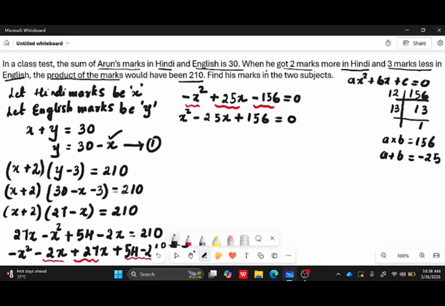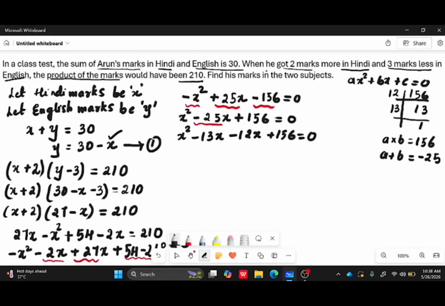So x square as it is, in place of minus 25, we take minus 12 and minus 13. When you take both negative and when you add it, it becomes minus 25. So I'll write it as x square minus 13x minus 12x plus 156 equals to 0.